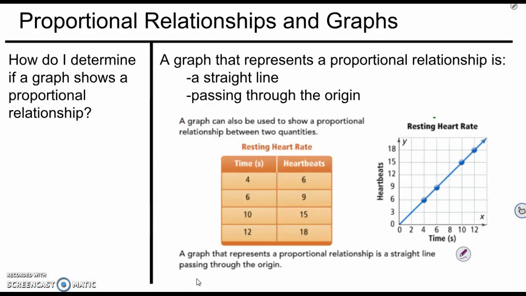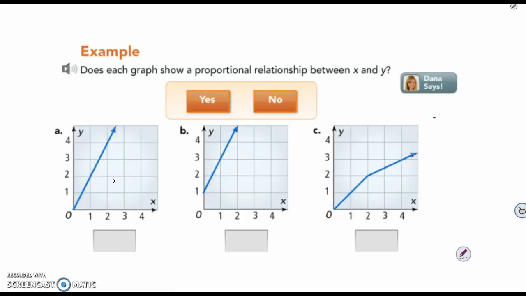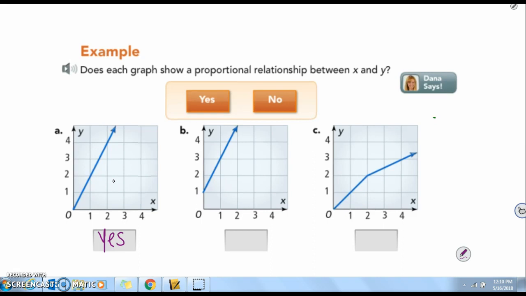We can look at a graph to determine whether or not the graph shows a proportional relationship. Remember, a graph that represents a proportional relationship is a straight line and it passes through the origin. Does each graph show a proportional relationship between y and x? With the first one, we can see yes, it does show a proportional relationship because it goes through the origin at 0 and it's a straight line. Letter B does not show a proportional relationship because it begins with 1. And letter C does not show a proportional relationship because it is not a straight line.